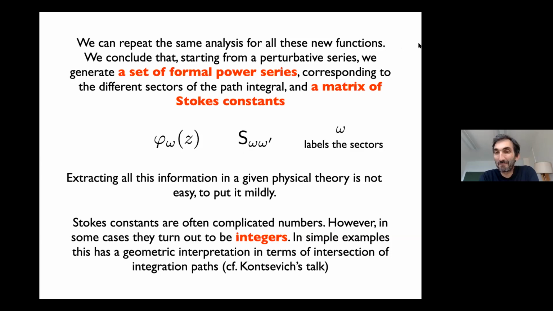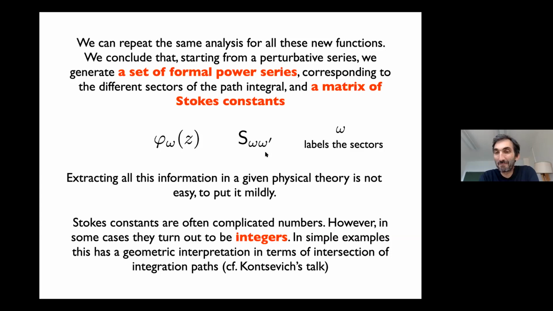So, for example, if you do this exercise for the different instanton sectors of Painlevé 1 or Painlevé 2, you will find highly non-trivial transcendental numbers here for the Stokes constants. Now, in the examples that I'm going to consider, as you will see, these Stokes constants will turn out to be integers. Now, there are simple examples in which we understand why these integers are there.